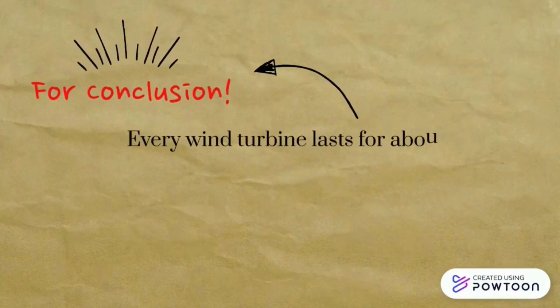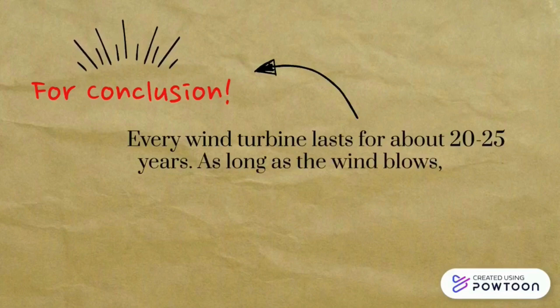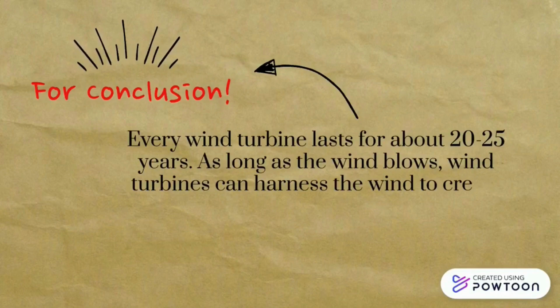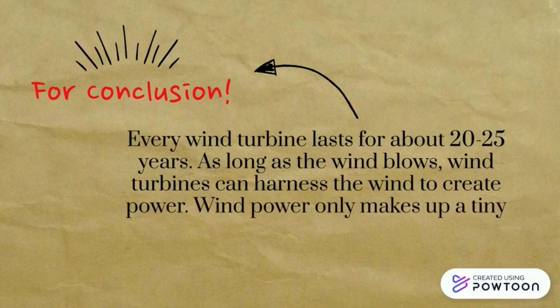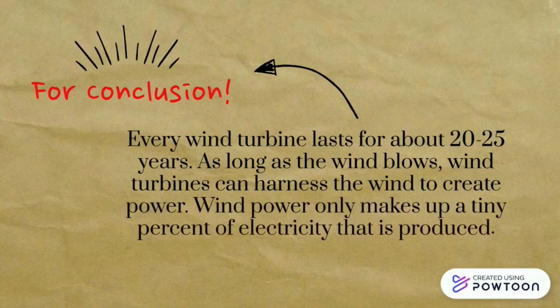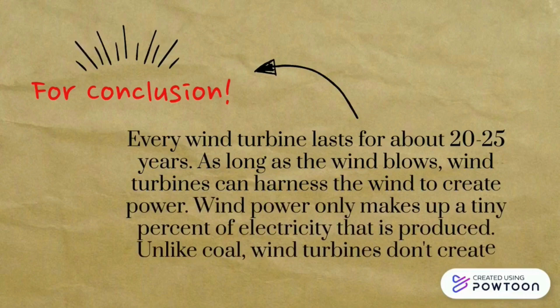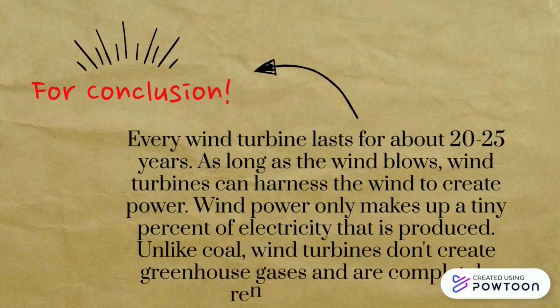Every wind turbine lasts for about 20 to 25 years. As long as the wind blows, wind turbines can harness the wind to create power. Wind power only makes up a tiny percent of the electricity that is produced. Unlike coal, wind turbines don't create greenhouse gases and are a completely renewable source.